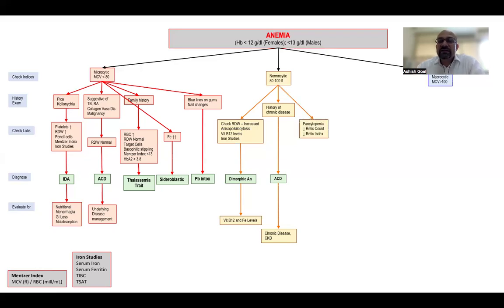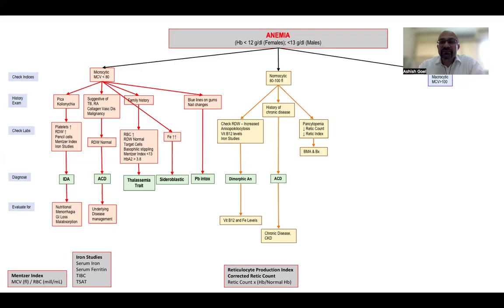Now, if you find that there is pancytopenia in this individual, you check the retic count, which is decreased, and you check the reticulocyte index. What's a reticulocyte index? The reticulocyte index, also called the reticulocyte production index or the corrected retic count, is calculated by multiplying the reported retic count from the laboratory by the ratio of the patient's hemoglobin to the normal hemoglobin from the lab report.